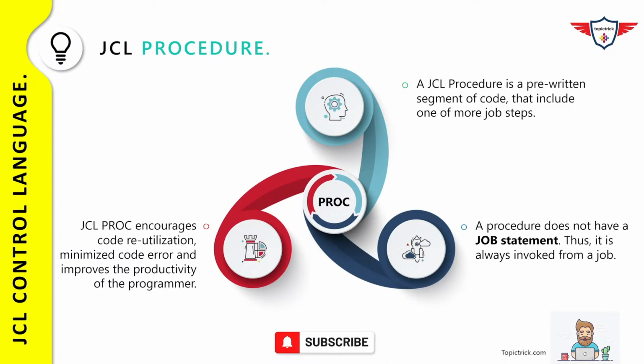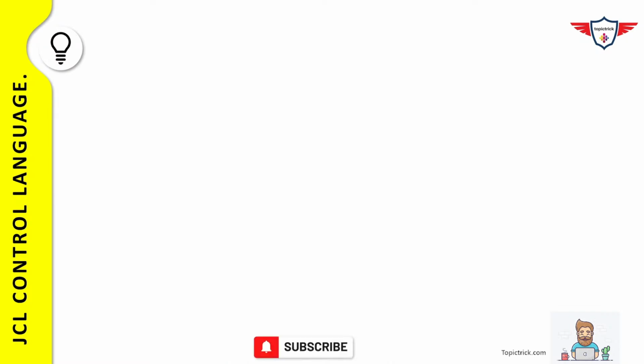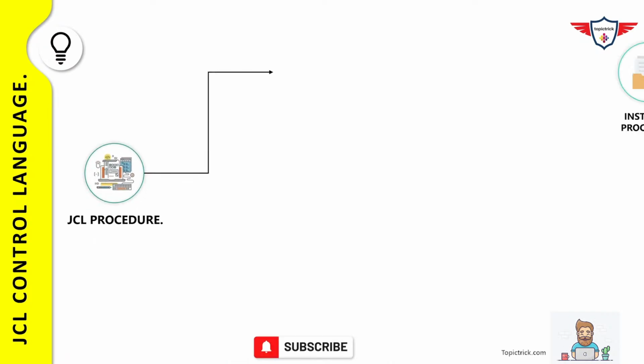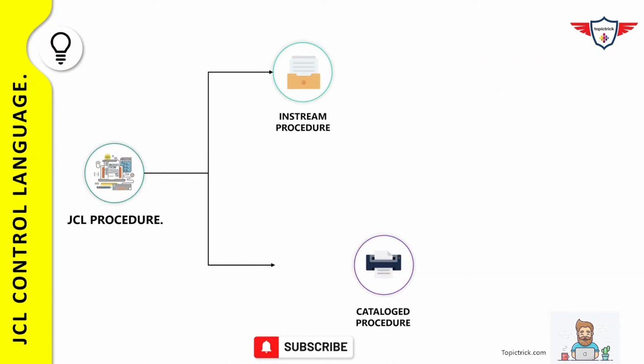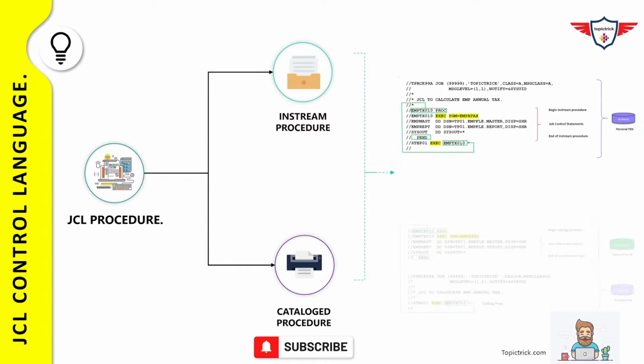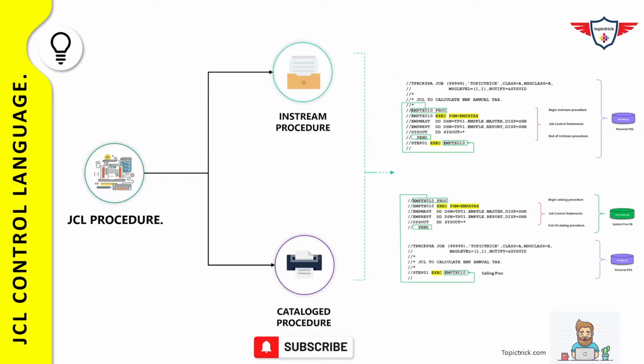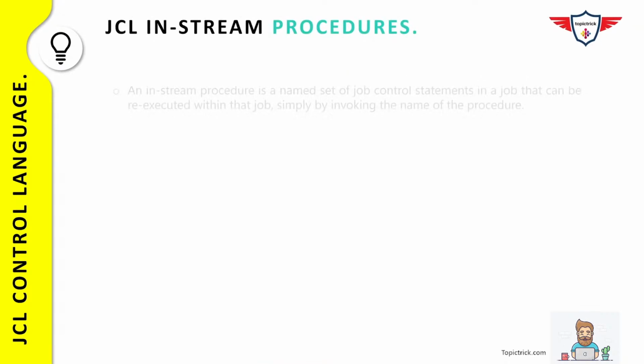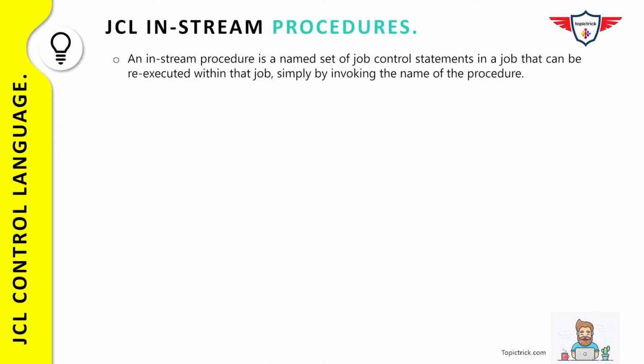Now let's talk about the different categories of JCL procedures. In general, JCL proc is divided into two categories. First one is Instream procedures and the second one is catalog procedures. Now let's talk about JCL Instream procedures. Instream procs are the ones which are actually included in the job itself. An Instream procedure begins with a proc statement and ends with a pend statement.